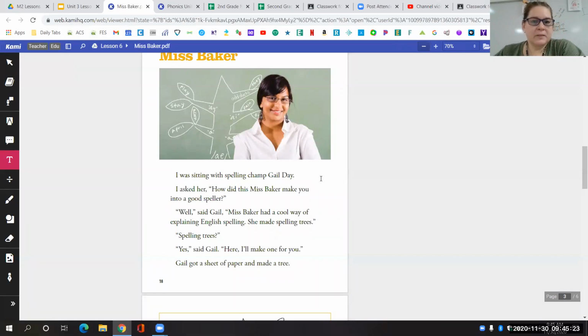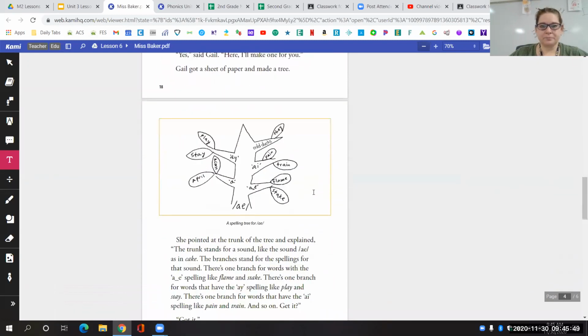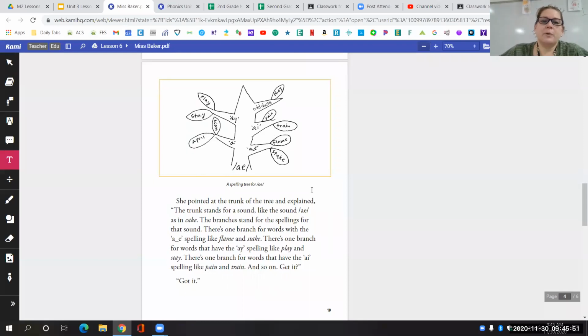I was sitting with spelling champ Gail Day. I asked her, how did this Miss Baker make you into a good speller? Well, said Gail, Miss Baker had a cool way of explaining English spelling. She made spelling trees. Spelling trees? Yes, said Gail. Here, I'll make one for you. Gail got a sheet of paper and made a tree.